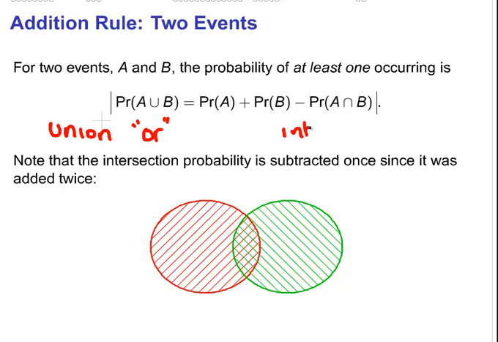So this is intersection, or in other words, and. So both of them have to happen together. A and B happen together.